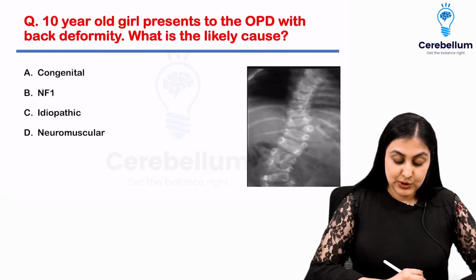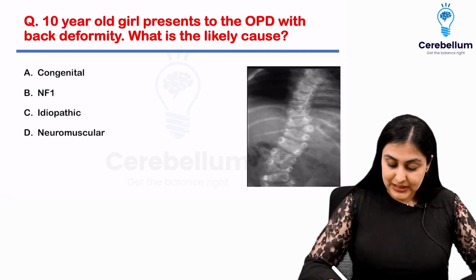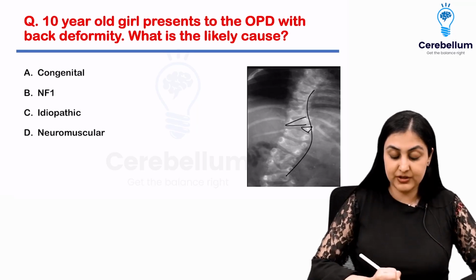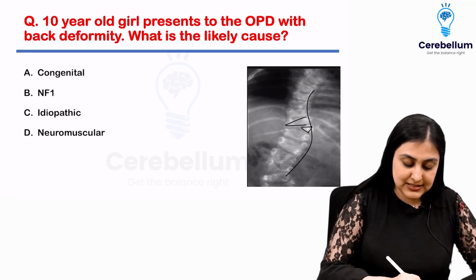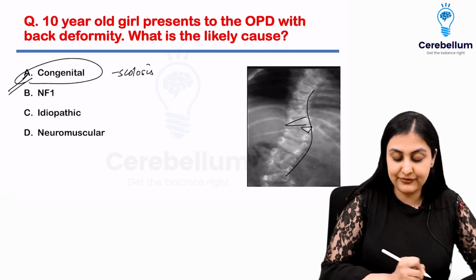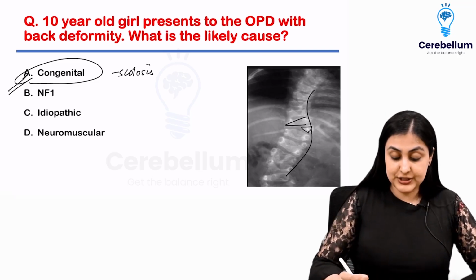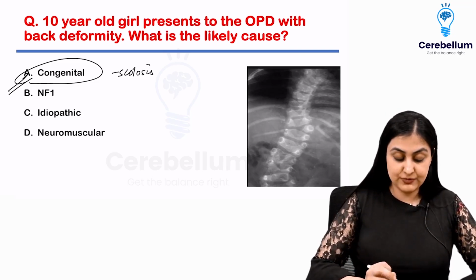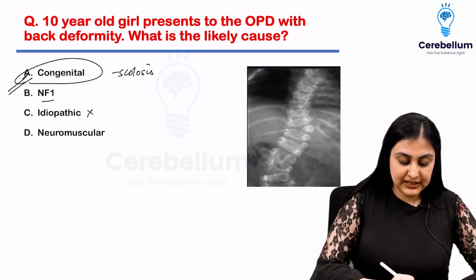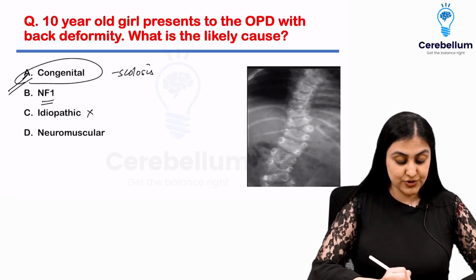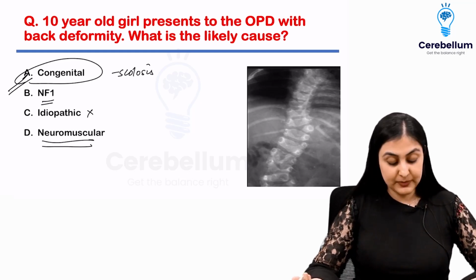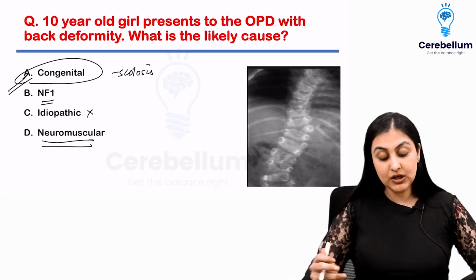10-year-old girl presents to the OPD with a back deformity. So you can see a scoliosis and you can also see how there is hemivertebra associated. So this is a congenital form of scoliosis where you have hemivertebra. Alright, so this is something we discussed, a hemivertebra. This is scoliosis without any cause, idiopathic. If you would have seen neurogenic tumors, that's NF1. Other associated neuromuscular pathologies is the neuromuscular type.